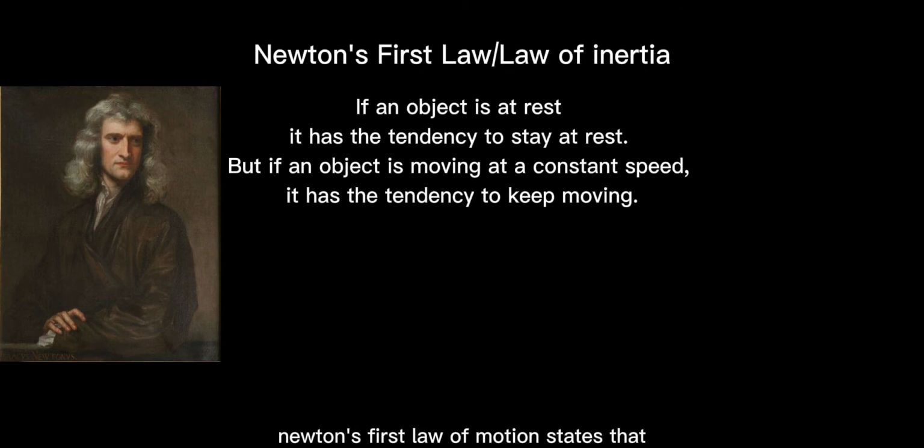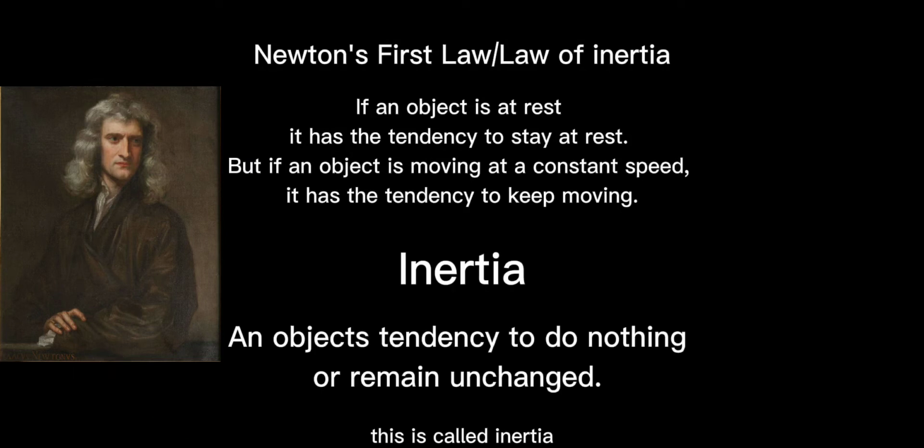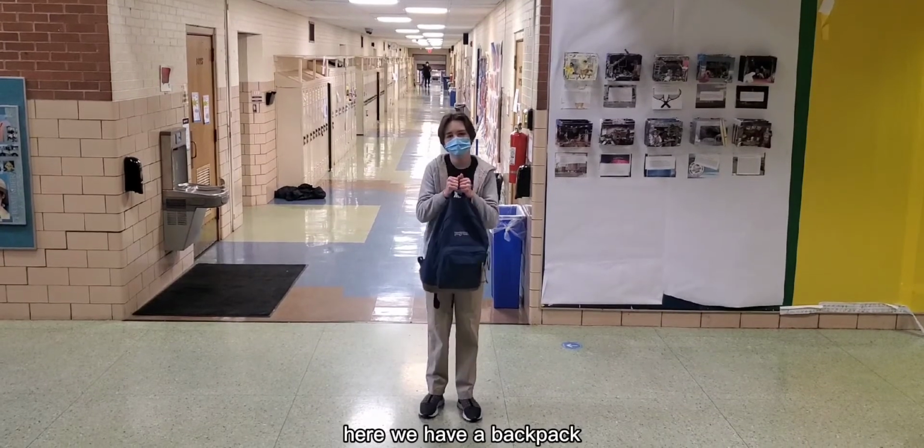Newton's first law of motion states that if an object is at rest, it has the tendency to stay at rest, and if an object is moving at a constant speed, it has the tendency to keep moving. This is called inertia. These objects will continue to move or stay at rest until acted upon by an opposing external force. Here we have a backpack.